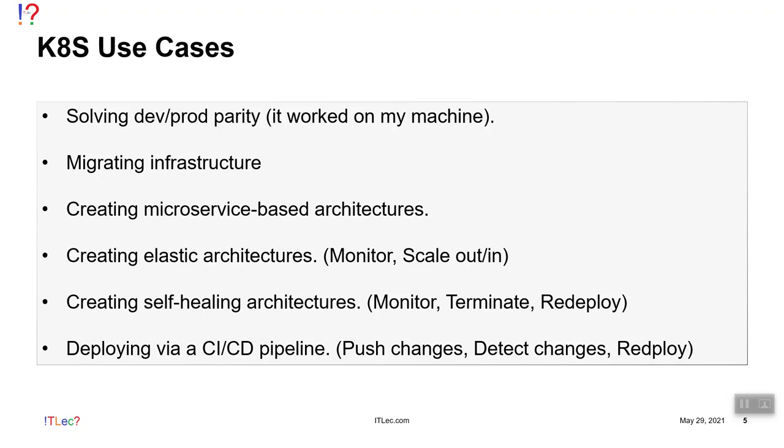Actually, the rise of Kubernetes and containers is because of the rise of microservices-based applications and the high demand for them. If you want to make an elastic architecture, Kubernetes is very good for you. You can monitor, you can scale out, you can scale in. Kubernetes as well is a self-healing architecture. So if something goes down for any reason, you can monitor it, you can terminate it, you can even redeploy. And as we said before, you can scale out or scale in. Also deploying via CI/CD pipeline, which is very popular in DevOps. So you can push changes, detect the changes, and redeploy.